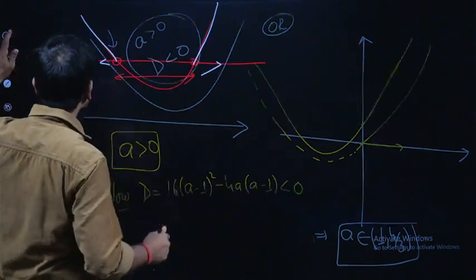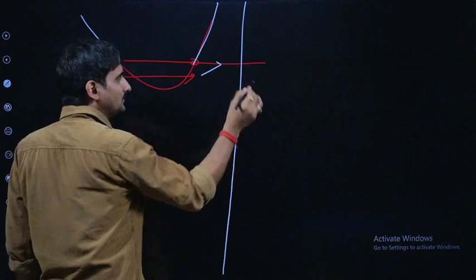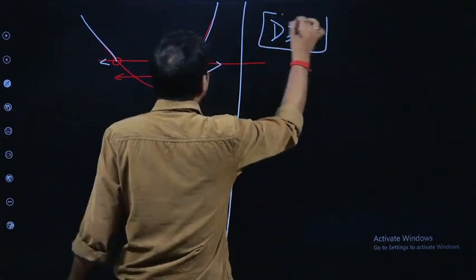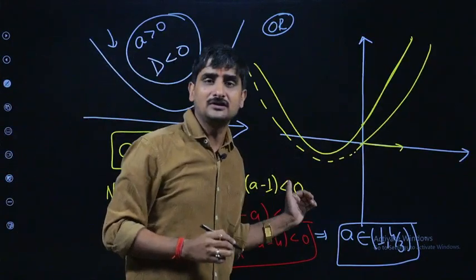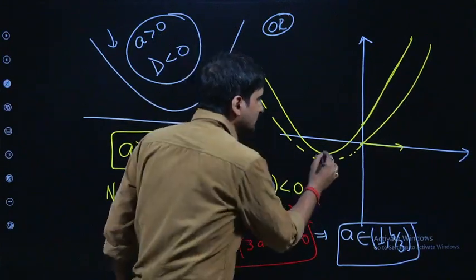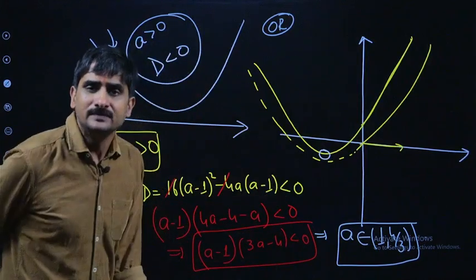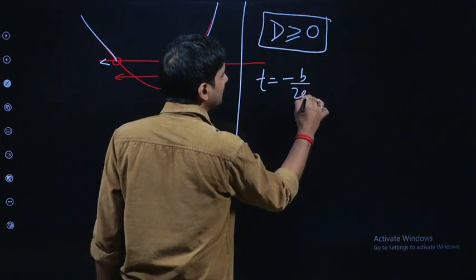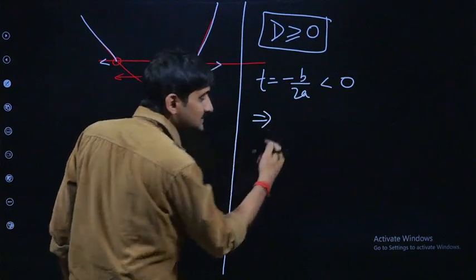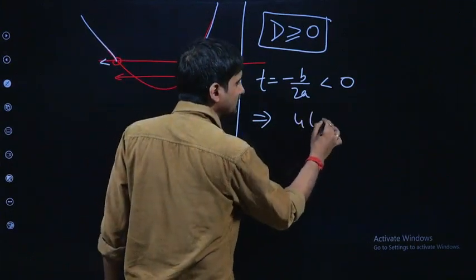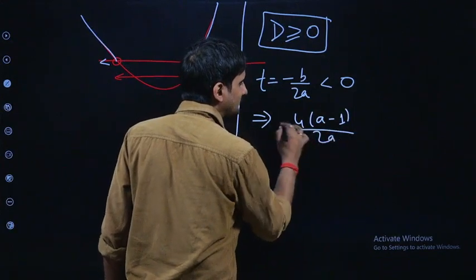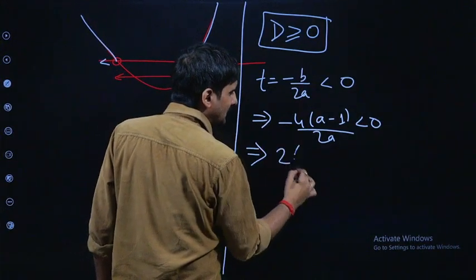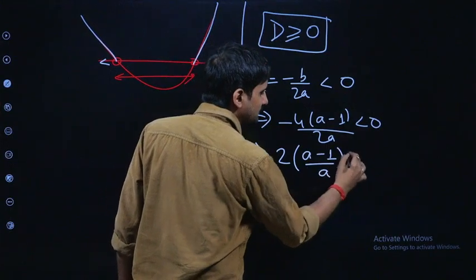Moving to the second condition where we have both the roots, to have both the roots, D should be greater than or equal to 0, and since the roots have to be non-positive, the vertex should lie on the negative side. Now the vertex coordinate is at t equal to minus b by 2a, and this should be negative. b is 4 times a minus 1 upon 2a, with the minus sign, should be negative. So that means 2 times a minus 1 by a should be positive.